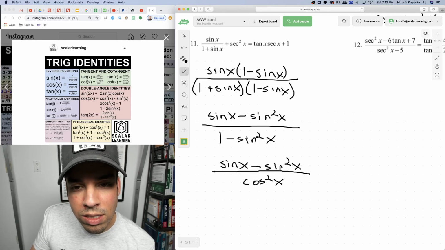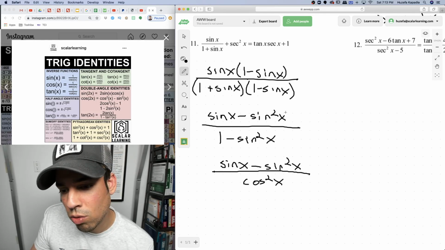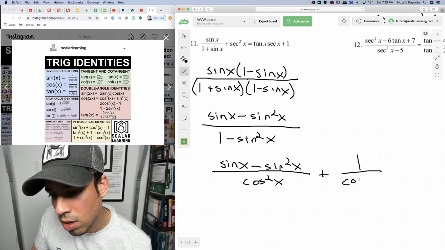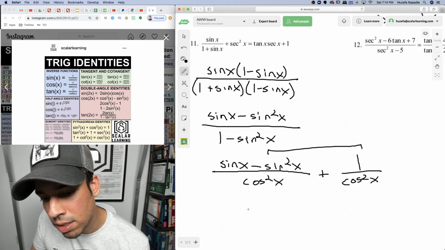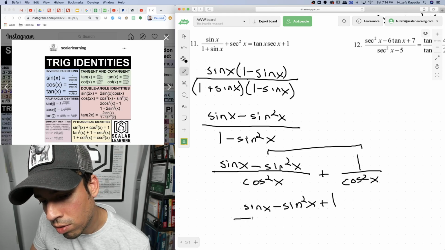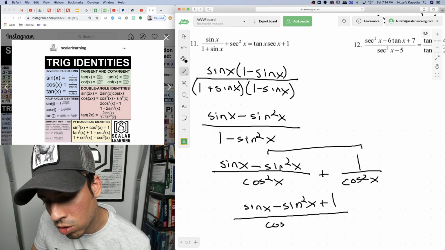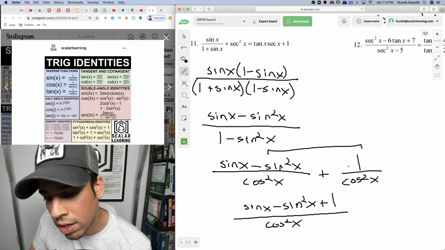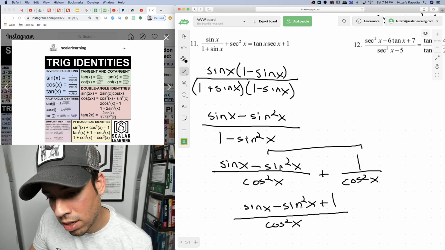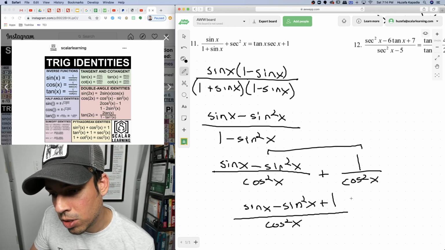Okay, now the reason why this is good is because if I got that secant squared of x over here, remember secant squared is the same as 1 over cosine squared x. All right, check this out. Now these guys have a common denominator. I can combine this and I get sine of x minus sine squared x plus 1 over a single cosine squared x. Okay, and then again, 1 minus sine squared x is cosine squared x. So we're going to go back here. Let me draw a little arrow up top.